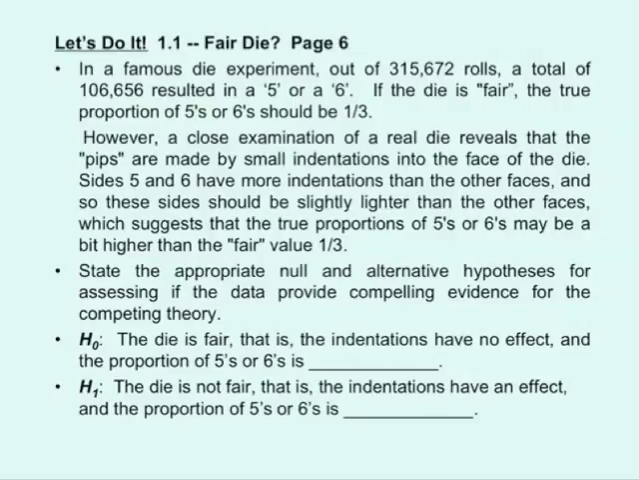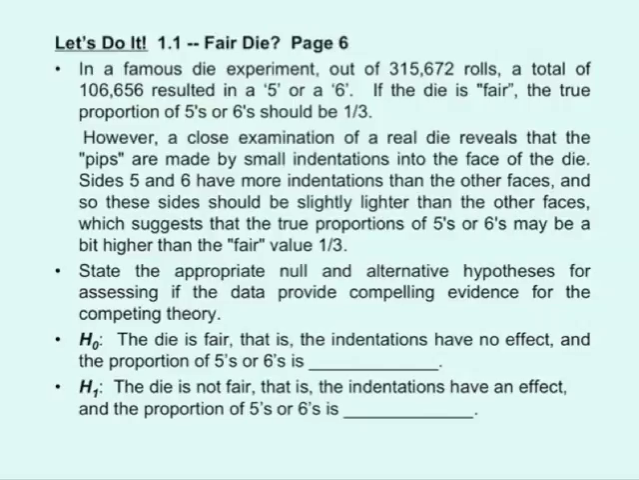However, a close examination of a real die reveals that the pips are made by small indentations into the face of the die. Sides 5 and 6 have more indentations than the other faces, and so these sides should be slightly lighter than the other faces, which suggests that the true proportion of 5 or 6s may be a bit higher than the fair value of 1/3. So let's see what they're talking about there.